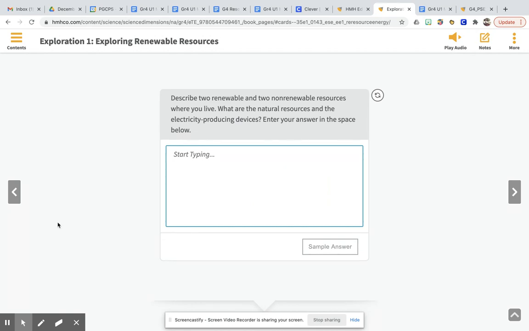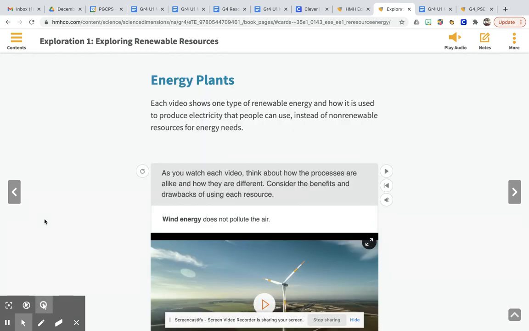And so what I want you to do is think about renewable and non-renewable resources where you live. And so we've talked about several renewable and several non-renewable resources. And I want you to think about those that may be around us. And what I want you to do is to tell what are the natural resources and the electricity producing devices. And so, what natural resources and electricity producing devices are evident for you that you have seen in our community near where we live? Pause and discuss those now. All right, guys, let's keep it moving.